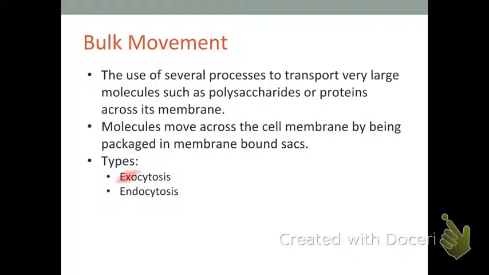To exit. Okay, that's how material moves out of the cell. And then what about endo? To enter. It's how things move into the cell. There's two types of endocytosis. We have phagocytosis and we have pinocytosis.